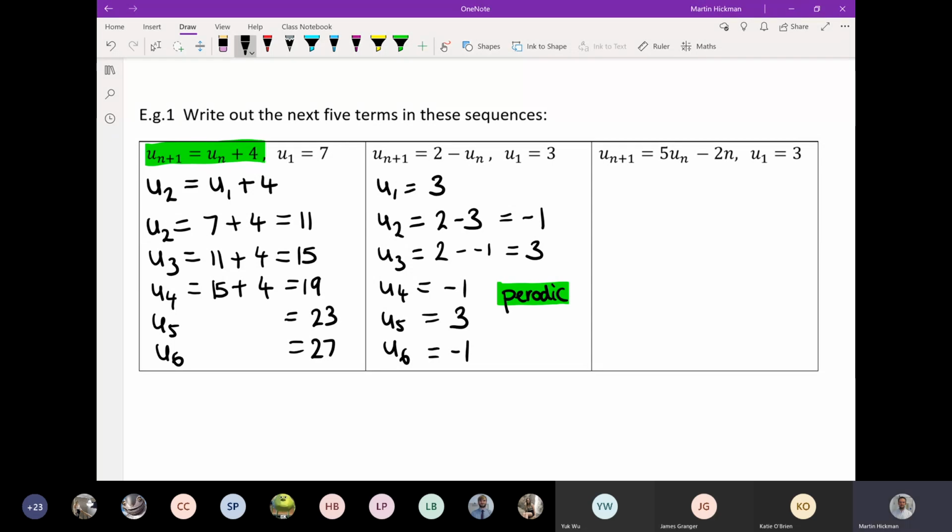Then looking at this other example, it's a little bit different, this one. I'm just going to quickly check the chat. Okay, nothing there. So we've got un plus 1 equals 5un minus 2n. So n is just for what term in the sequence you're looking at. So it's not your u1 or u2. It would just be 1 or 2 or 3, for example. It would just be an integer.